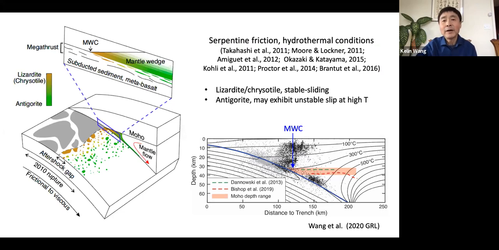I will have no time to review these studies, but in summary, all these studies show that lizardite and chrysotile show stable sliding under any condition. But antigorite is different. If the temperature is high enough, it may exhibit some unstable slip, that means it may produce earthquakes. So that can explain what we see here, the aftershock gap.